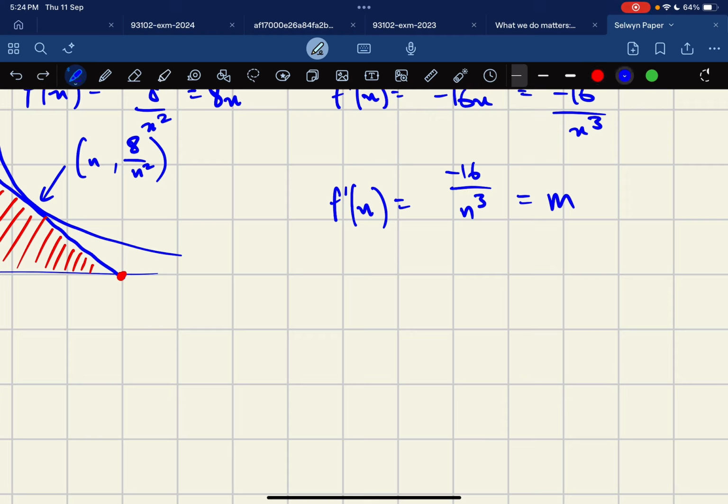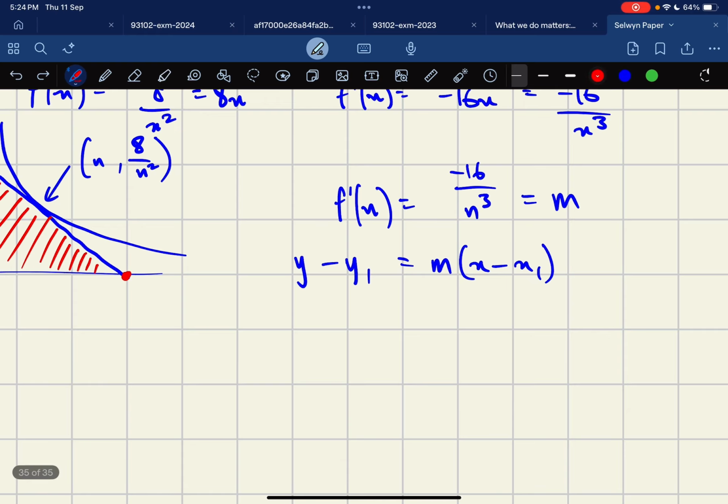So using the equation of a straight line, y minus y1 equals m times x minus x1, where the y and the x are our variables, and then x1 and y1 are our coordinates at one given point. So the point that we're going to use is n and then 8 over n squared. So y minus 8 over n squared is equal to m, which was negative 16 over n cubed, times x minus n.